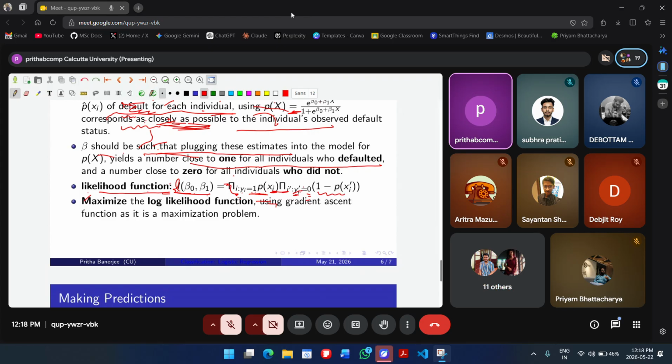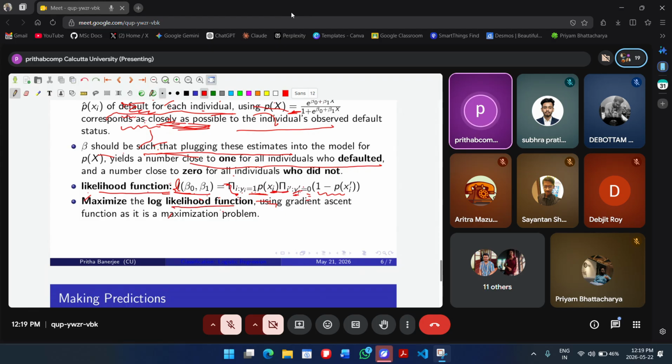What do you understand from this? Basically, in whichever entry we have a 1, I take the probability of that xi and multiply. So we are maximizing this term. We want to maximize this term.